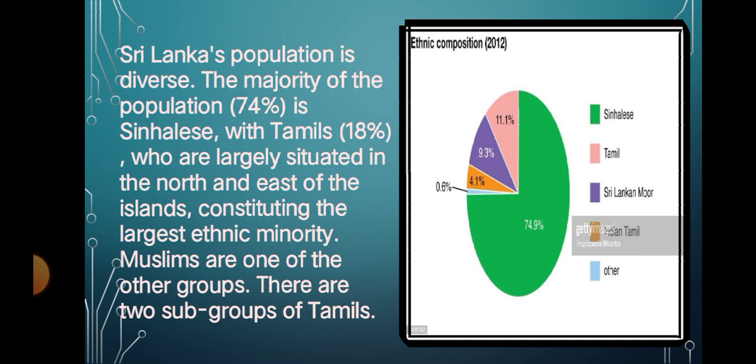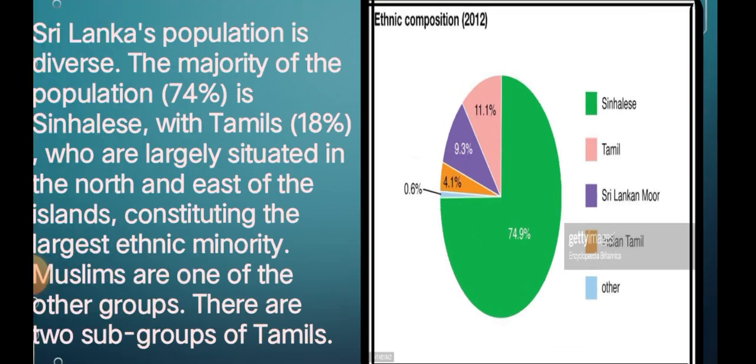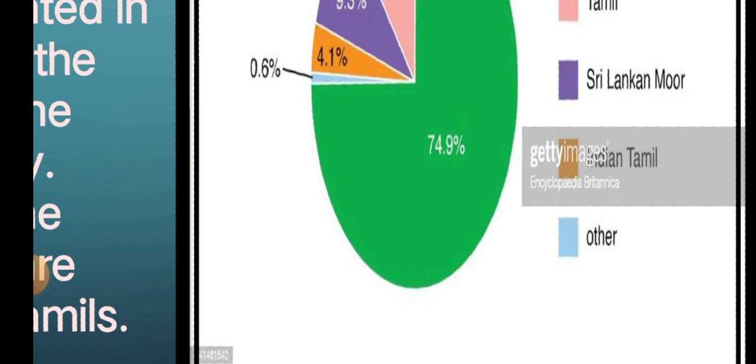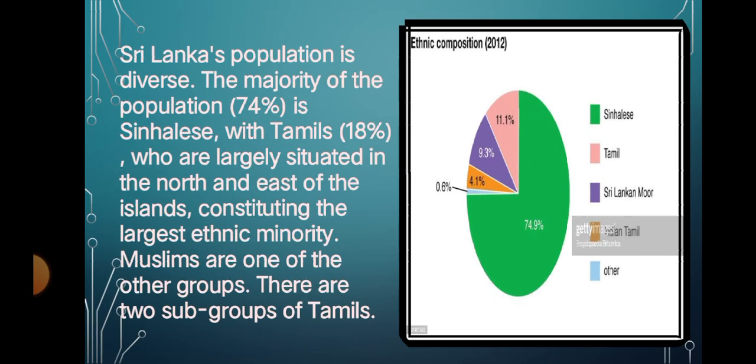This is another case study, of Sri Lanka. In Sri Lanka, the population is diverse, with different ethnic groups, and 74% is Sinhalese. Sinhala is the language of the native Sri Lankan people, and there are 18% Tamils who are largely situated in the north and eastern part of the island. We shall see in the map, they constitute the largest ethnic minority. There are also Muslims, Hindus, and Christians. The map shows the different kinds of people in Sri Lanka, with the percentage of each.